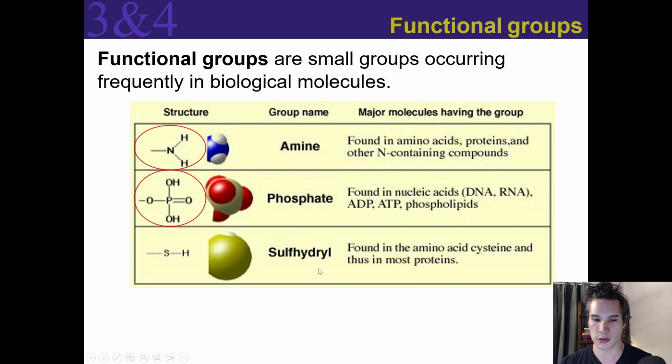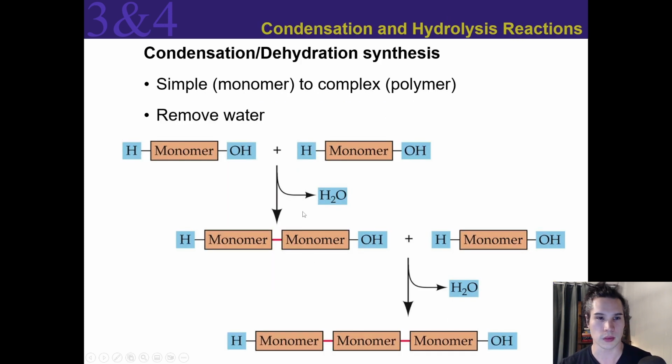And then lastly, we have sulfhydryl groups. These are found in the amino acid cysteine. Because cysteine is just a single building block, a single letter of the amino acid alphabet that could be found in a multitude of proteins, typically you're going to find sulfhydryl groups in most proteins. All right, and so this should definitely be review.